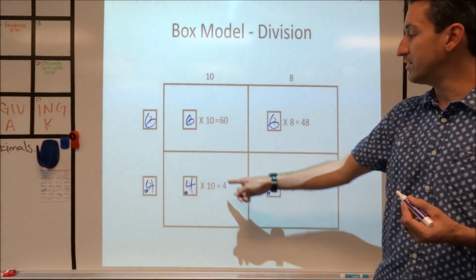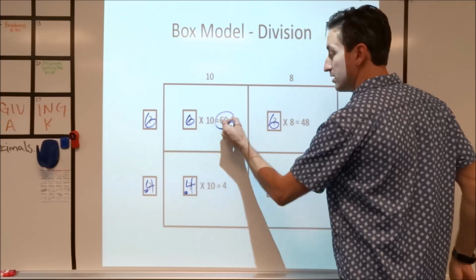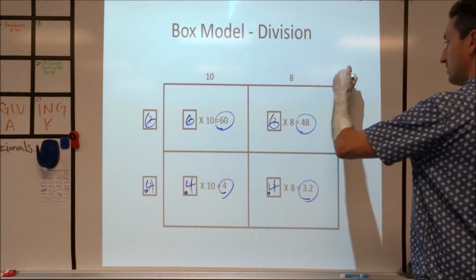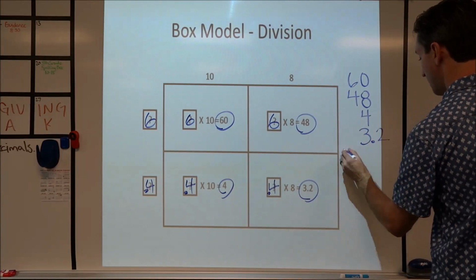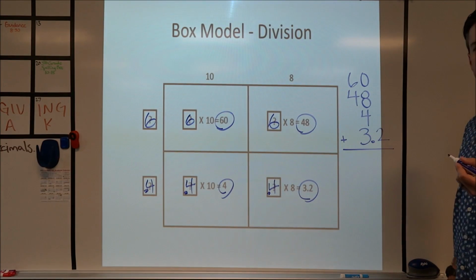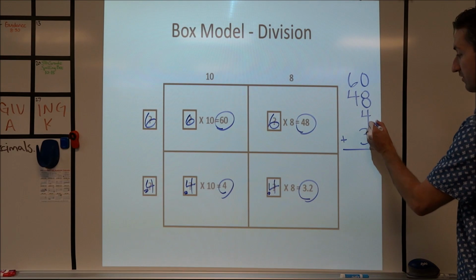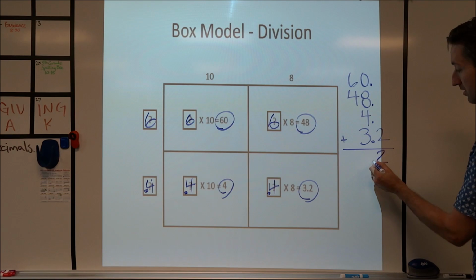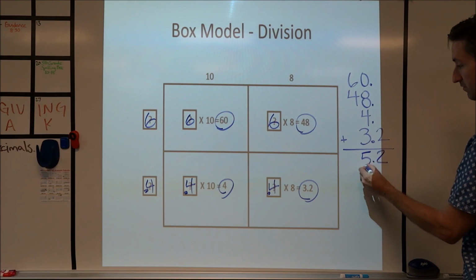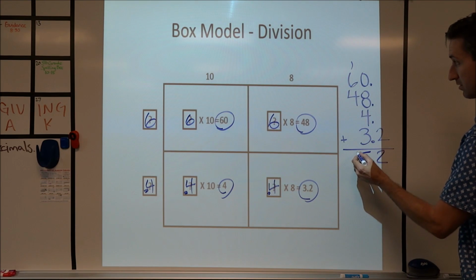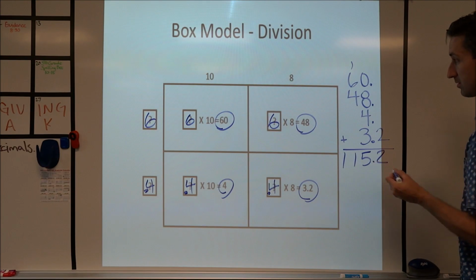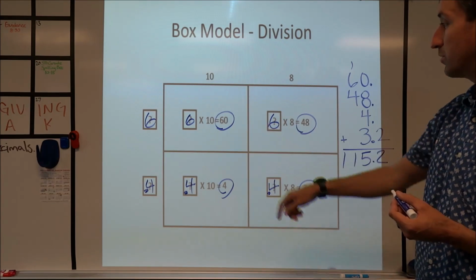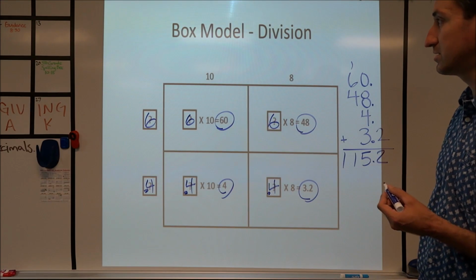To find out what our dividend is, I need to add up all of these numbers. Okay, I've got my addition problem ready to go. I've made sure I've lined up all of my decimals. Okay, so all of these numbers added together equal 115 2/10.